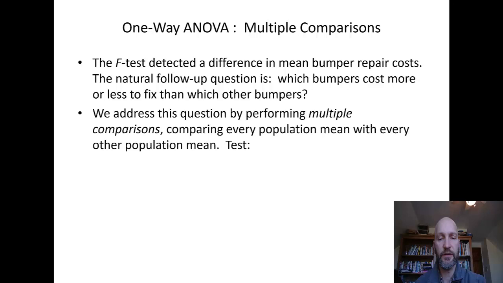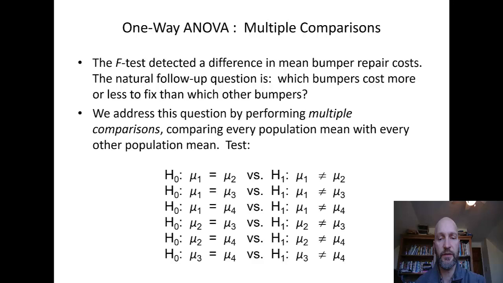Well, it's actually called a multiple comparisons test, and we call it that because there are lots of different tests that we need to perform in order to find out exactly what's going on. So you can think of this as doing 6 different hypothesis tests because we have 6 different pairs of means to compare. So mu1 versus mu2, mu1 versus mu3, and so on. And we want to test all of those things simultaneously.